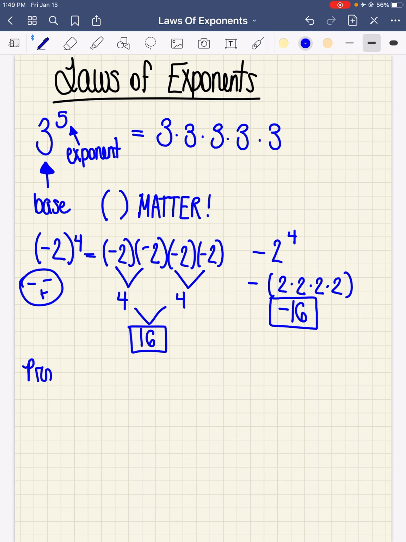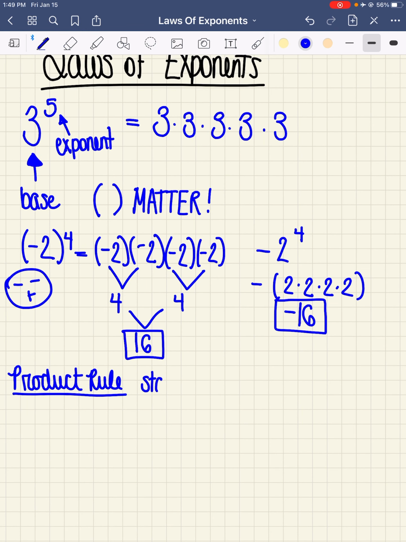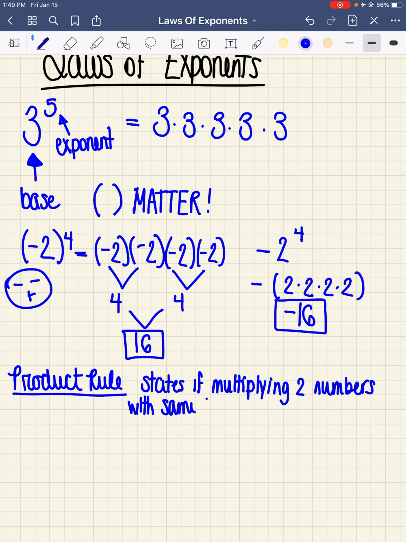All right, the rule we're talking about today is the product rule. I realized in my notes from yesterday, I wrote power rule instead of product rule, and there's a big difference. So the product rule states, let's write that out: if multiplying 2 numbers with the same base, you're going to add the exponents.